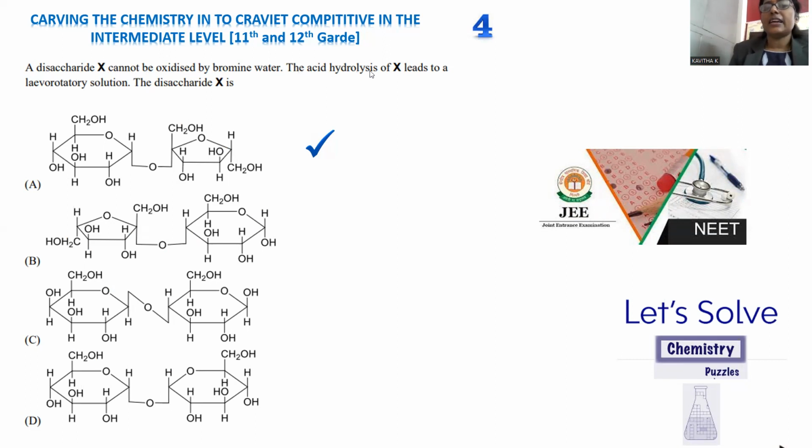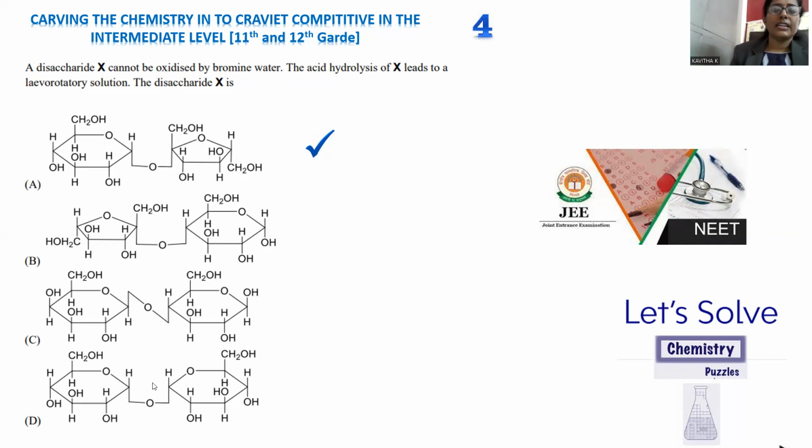Right. The acid hydrolysis of X leads to a levorotatory solution. When this disaccharide is dissolved in water, it will be split. One of the components will be levorotatory in nature. It is obvious that among the known monosaccharides, fructose is levorotatory and glucose is dextrorotatory. Hence, we can say glucose is dextrose and fructose is a levorotatory compound. Fine. So what will be the disaccharide given over here?